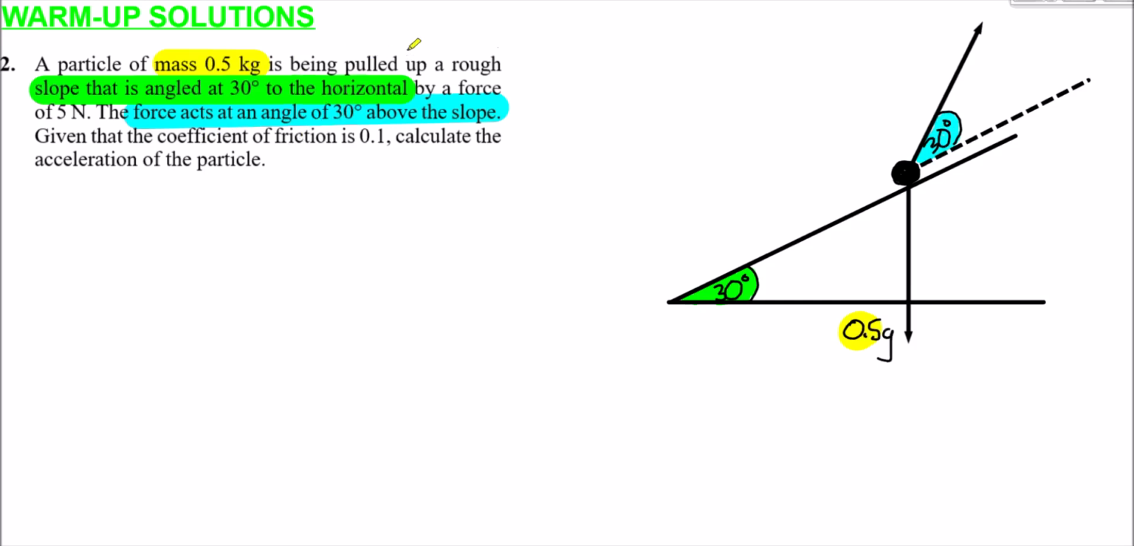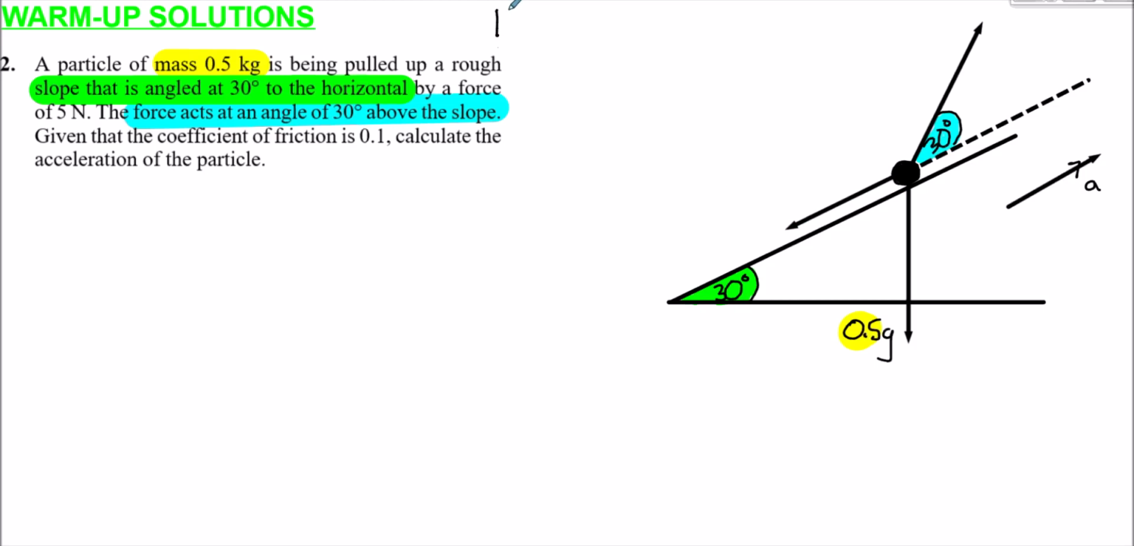Well, we're told it's being pulled up the rough slope. So what will happen here is the friction will be resisting this motion. The motion will be going this way. So the motion and acceleration will be going this direction. So I'm just going to label this as a, call that acceleration. And the force of friction will be opposing this motion, so it'll be acting this way, which will be mu n. Now the coefficient of friction is 0.1.